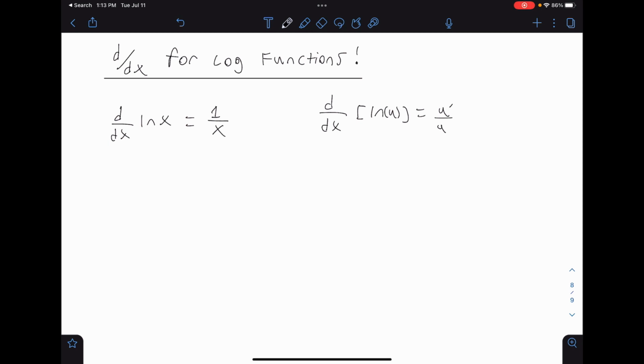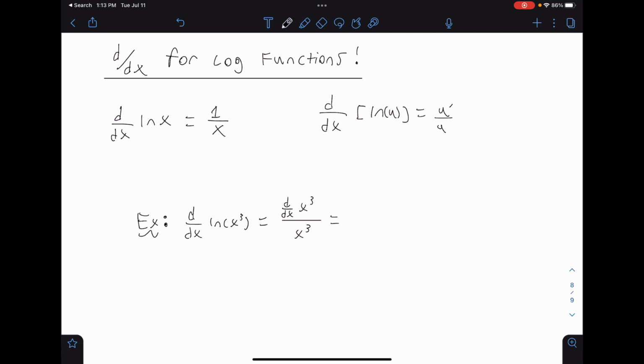So u prime is the derivative of whatever is in the parentheses, and u is just whatever's in the parentheses. So for example, if we wanted to find the derivative of, say, ln of x cubed. Well, if we look to our formula up here, that's ln of u. U is whatever's in the parentheses, and within the parentheses we have x cubed. And then u prime is the derivative of whatever's in the parentheses, which is the derivative of x cubed.